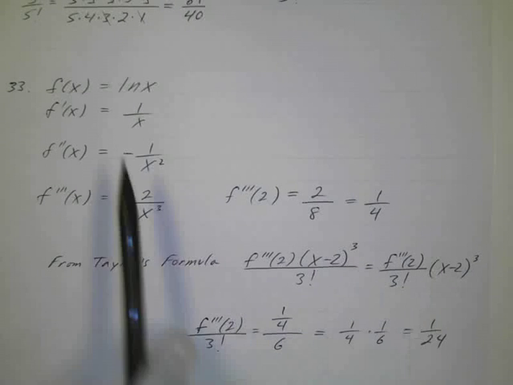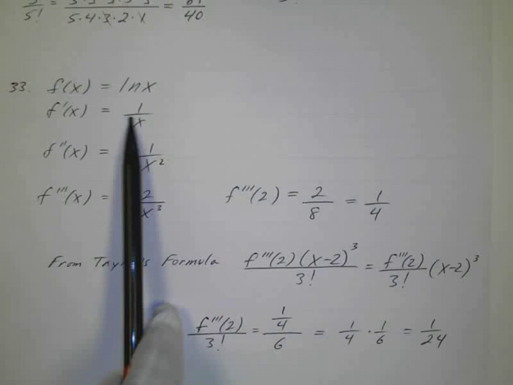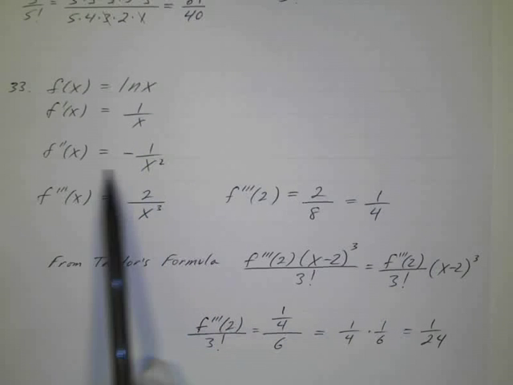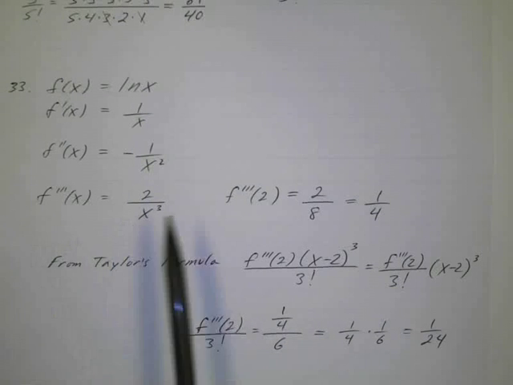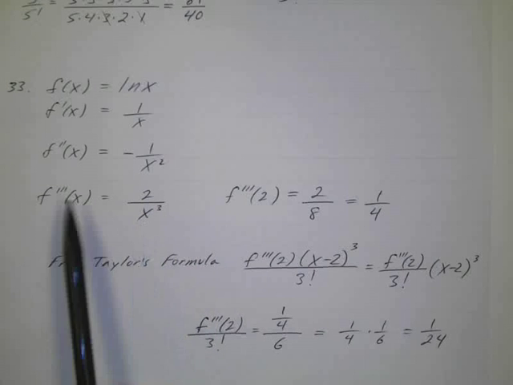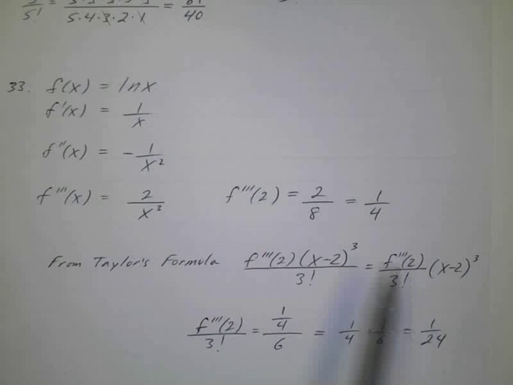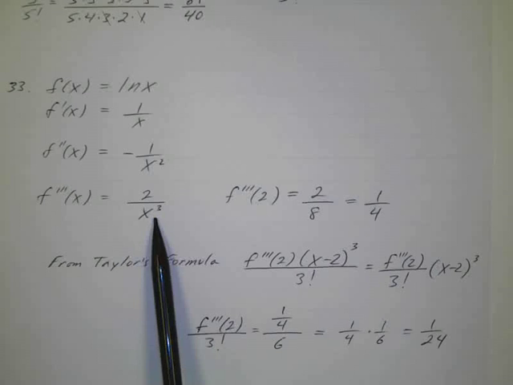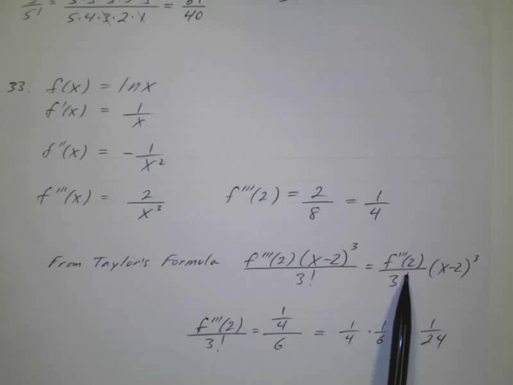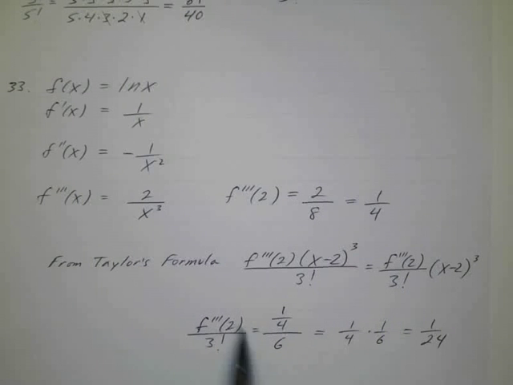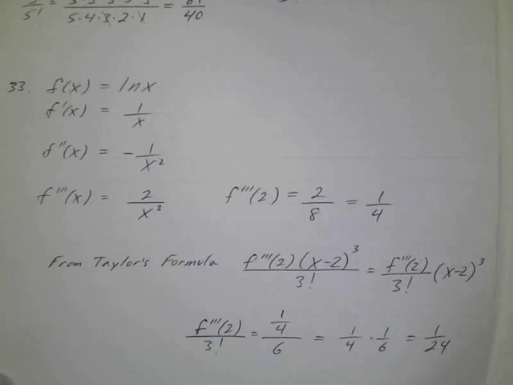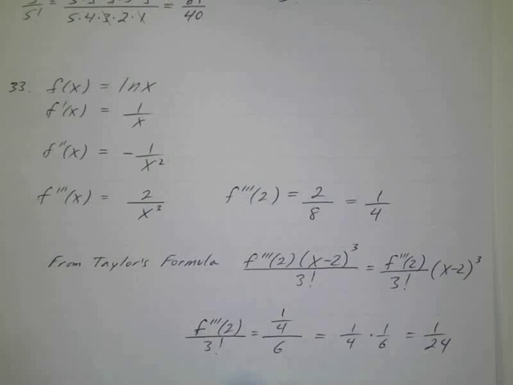Okay, so I need to find my third derivative. This is the natural log of x. The first derivative is 1 over x. The second derivative is negative 1 over x squared. The third derivative is 2 over x cubed. And I want to evaluate that at 2. So that's 2 over 2 cubed, or 2 over 8, which is 1/4. So this is my coefficient that I'm looking for. And that's 1/4 over 3 factorial, which is 6, or 1/4 times 1/6, which is 1 over 24. So that's what you're looking for. Okay, not too difficult, I don't think. Okay, number 34.